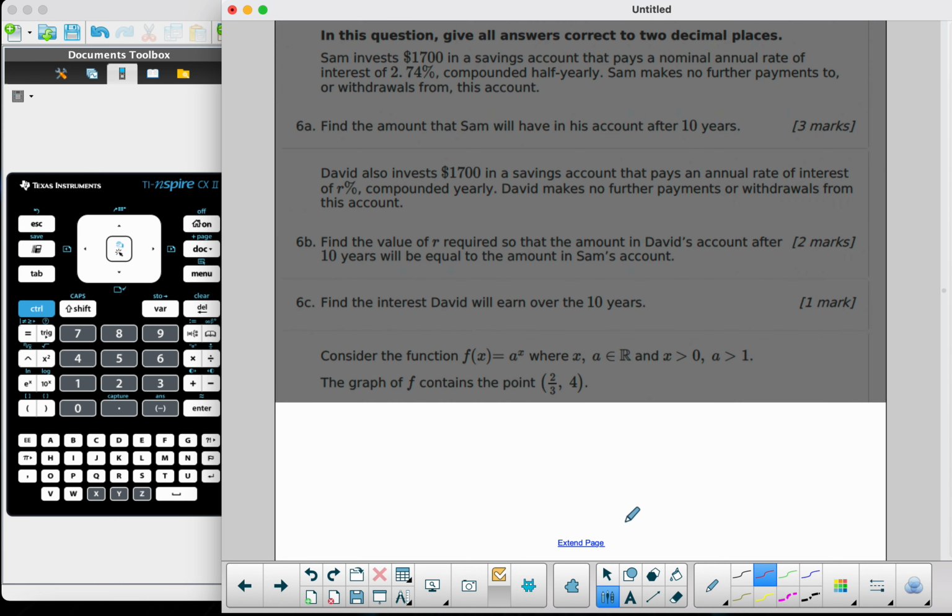In this question, give all answers correct to 2 decimal places. Sam invests 1,700 in a savings account that pays a nominal annual rate, so once a year, of 2.74, compounded half yearly, so every 6 months. Sam makes no further payments or withdrawals from this account. Find the amount that Sam will have in his account after 10 years.